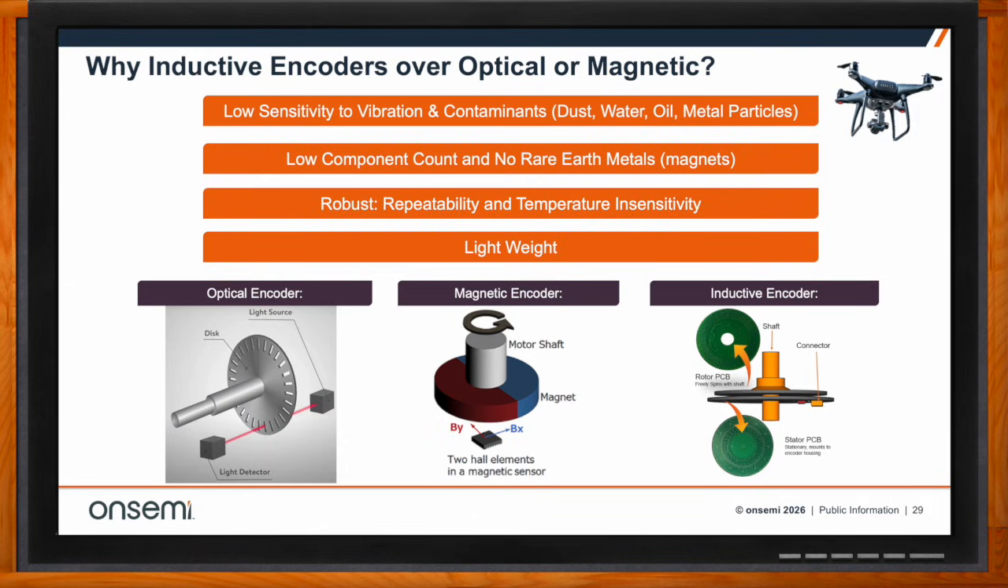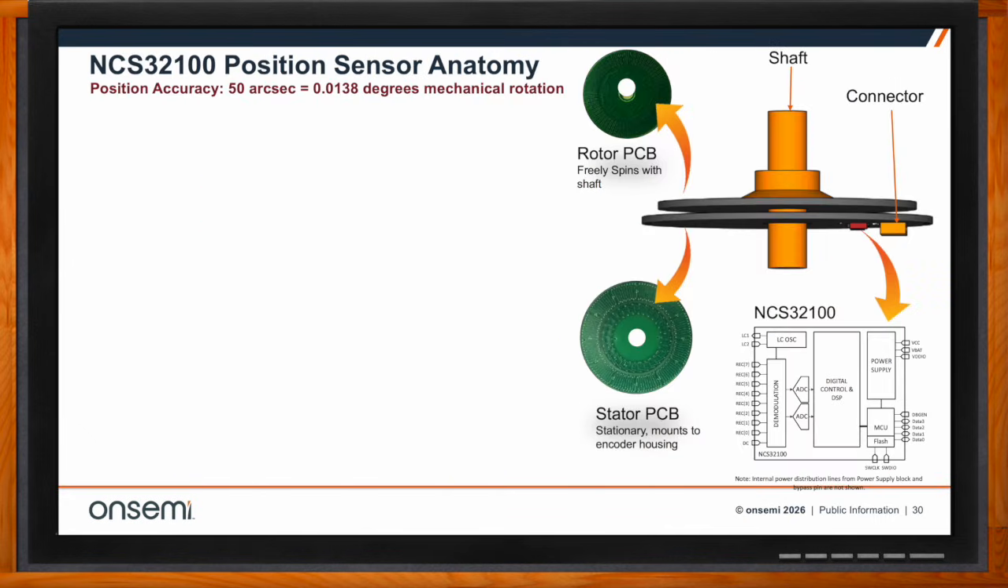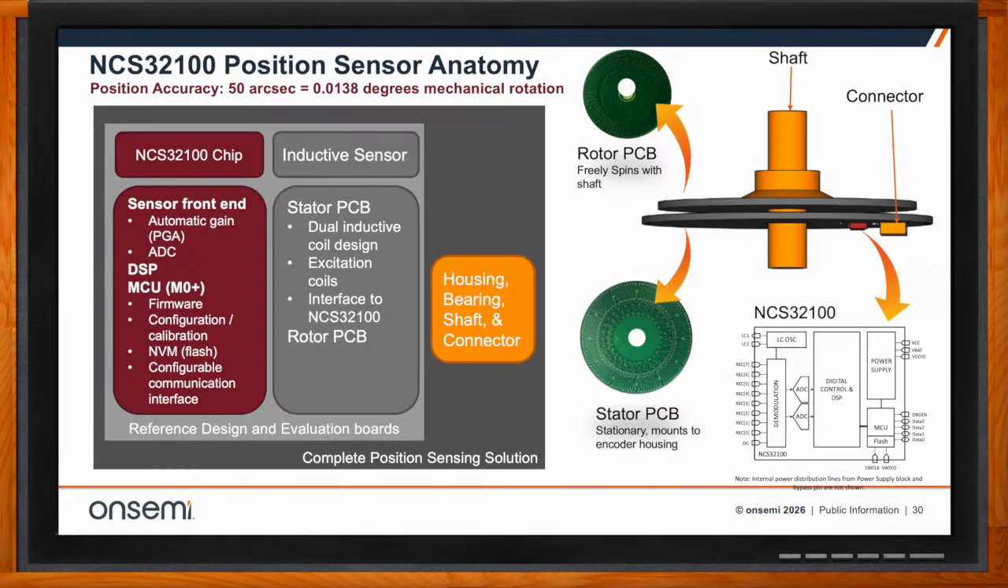And because these inductive encoders, which is our focus, use these PC boards for the stator and the rotor, it's much lighter than the magnetic and the optical. And weight is so important for drones, as you can imagine. So the NCS32100 offers a position accuracy at 13.8 degrees mechanical rotation, or 50 arcsecs, which is world-class performance.